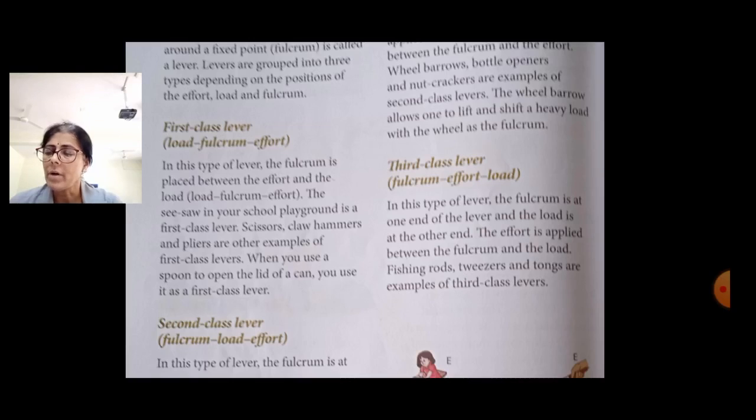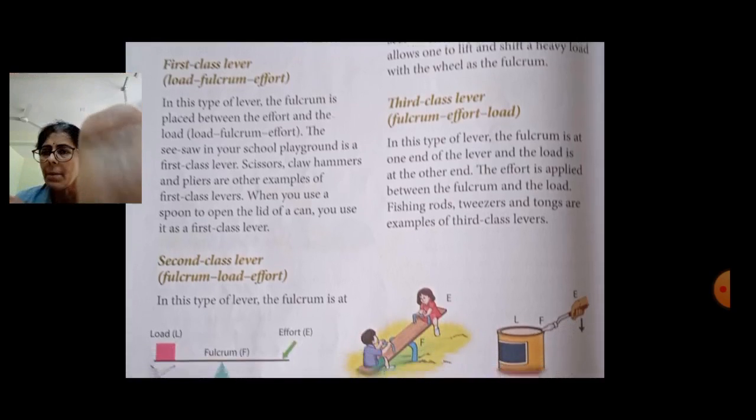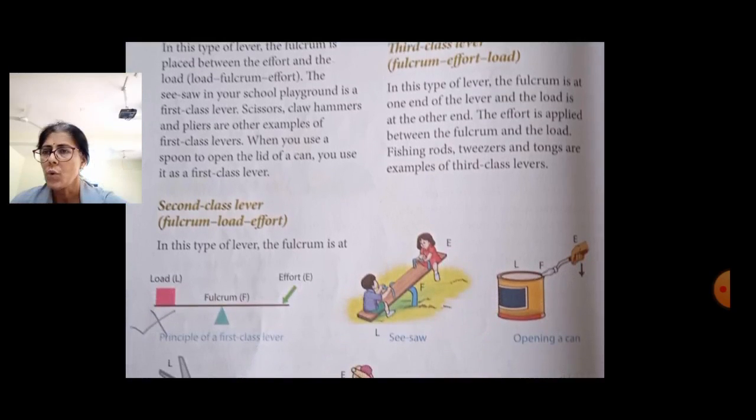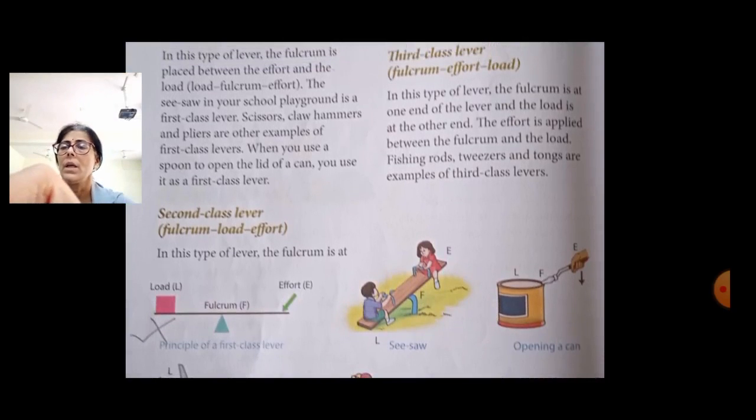In this type of lever, the fulcrum is placed between the effort and the load. The seesaw is the example of a first class lever. Here you can see in the picture the seesaw, right? In that, the fulcrum is in the middle. If you put the effort at one end, it will affect the load also, right?